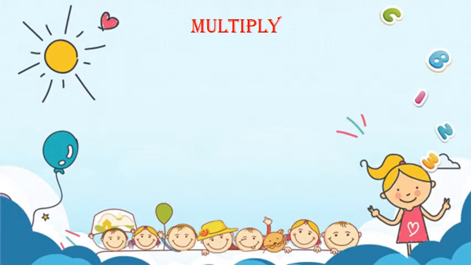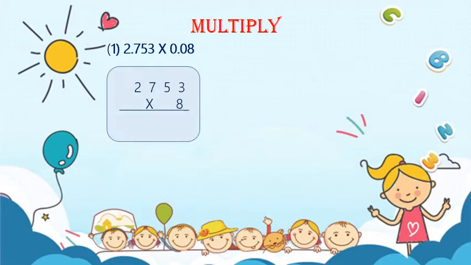Now children, let us come to exercise 10C and do some sums based on multiplication of two decimal fractions. The first question is, multiply 2.753 by 0.08. So here we have two decimal fractions, 2.753 and 0.08. First of all, we will consider both these decimal fractions as whole numbers and then we multiply them. So 2.753 will become 2753 and 0.08 will become 8.